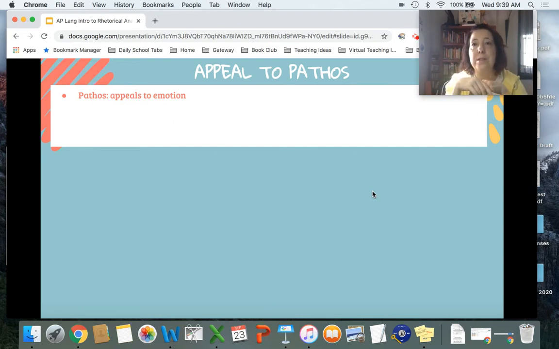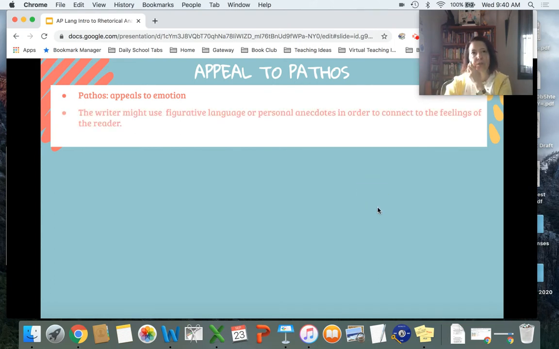So pathos is appeal to the reader's emotional sense. And those emotions can be anything. It could be sympathy with the writer. It could be revulsion of the subject. It could be horror. It could be concern. It could be distress. It could be emotions such as love or connection. It could be lots of emotions, but really playing on those emotional heartstrings. So the writer might use figurative language or personal anecdotes in order to connect to the feelings of the reader.